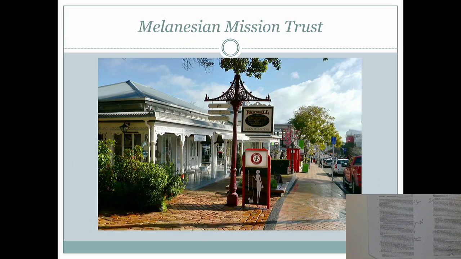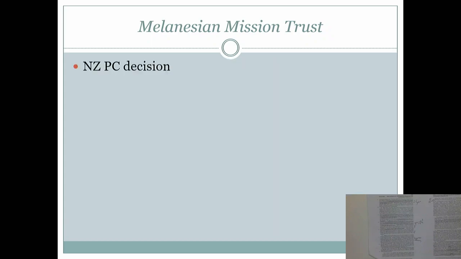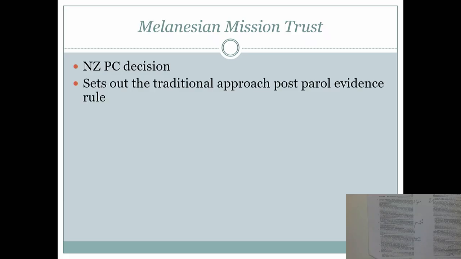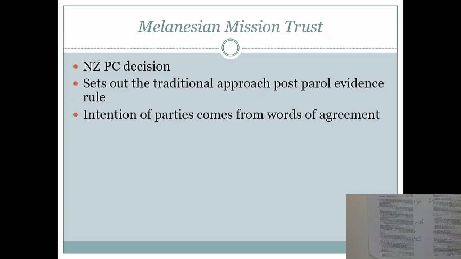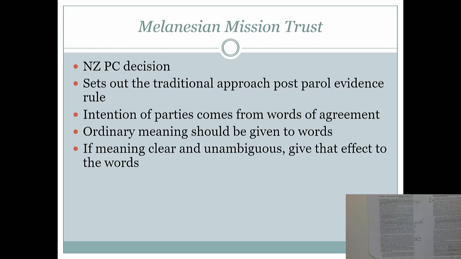Fast forward 90 years and we get an example of this in New Zealand, Melanesian Mission Trust, which is a New Zealand decision but at the Privy Council, which sets out this traditional approach that really existed up until the early 90s, which is to look at the intention of the parties based upon the words of the agreement and to give the ordinary meaning to those words as far as you can do so. So if the meaning is clear and unambiguous, you give effect to those words.